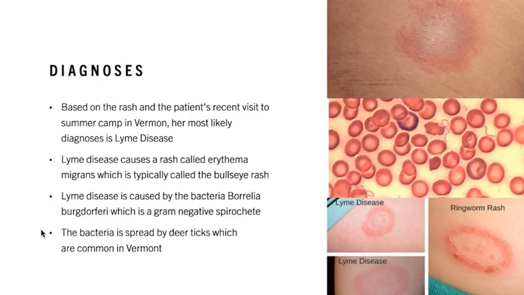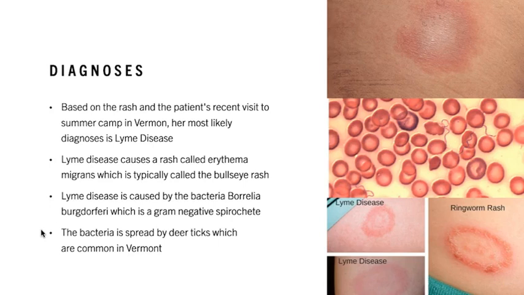The diagnosis based on the presence of her rash and her recent trip to Vermont is most likely Lyme disease. Lyme disease is a bacterial infection caused by a spirochete bacteria called Borrelia burgdorferi. The bacteria is harbored and spread by deer ticks, especially in summer months in areas with a high deer population like Vermont.